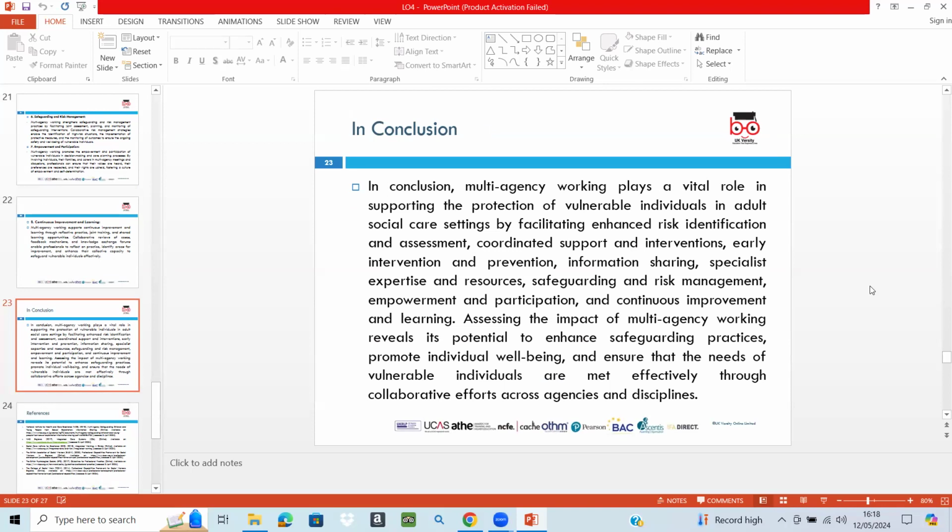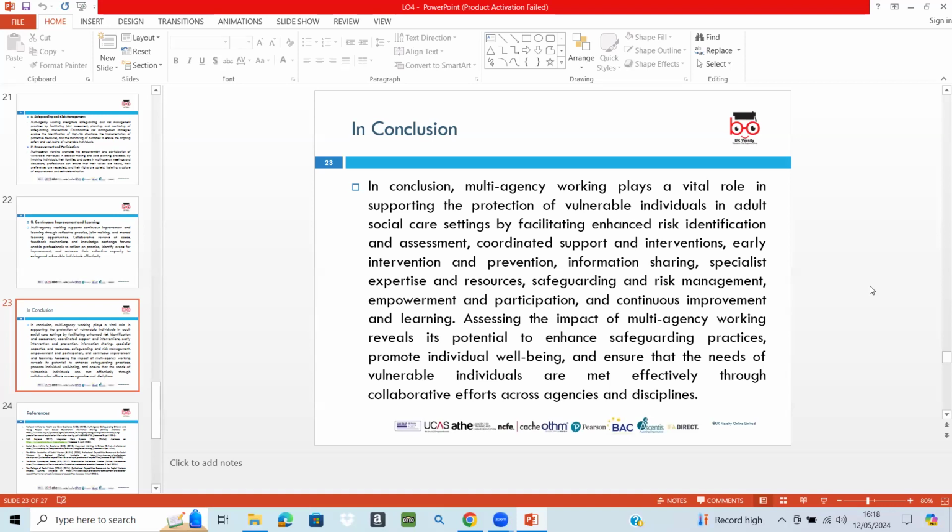Right. So now we have to conclude this one. In conclusion, multi-agency working is important in safeguarding vulnerable individuals in adult social care settings and offering a collaborative and holistic approach to care.